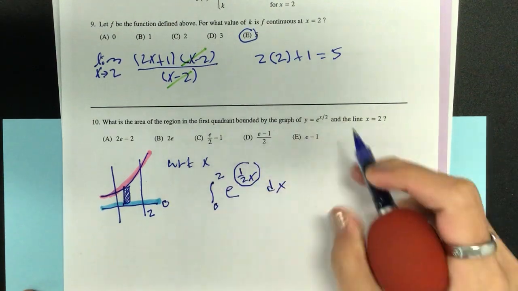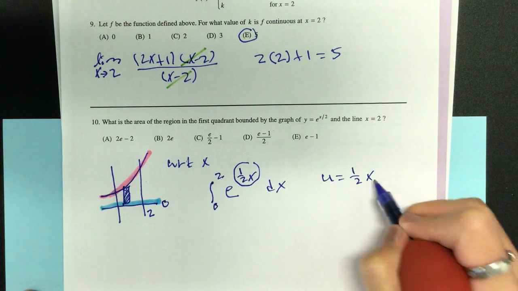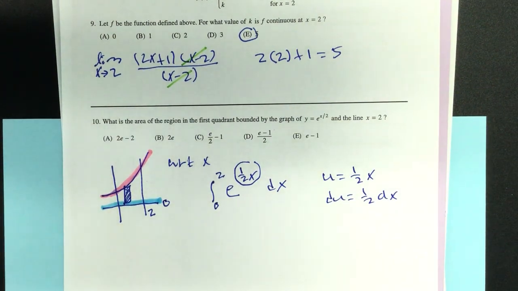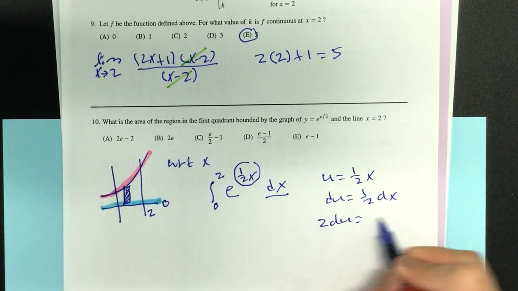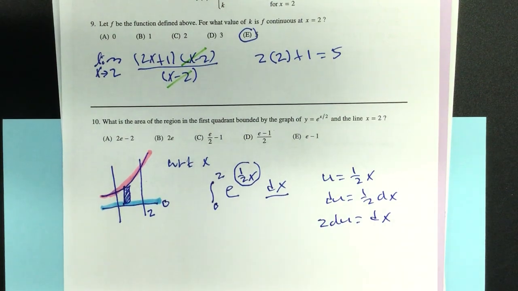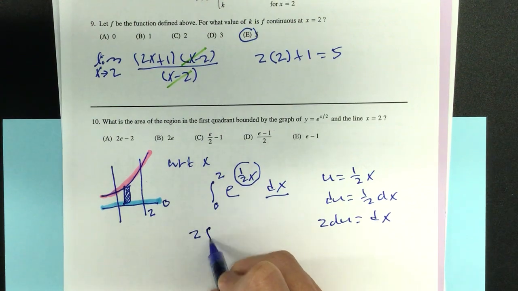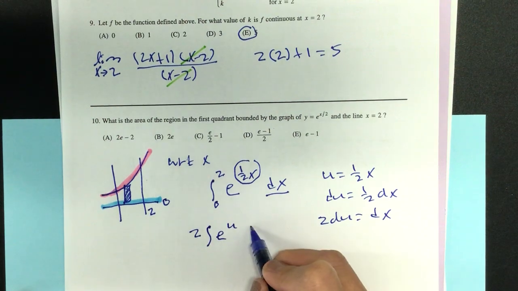So here goes my u. Let's all write off to the side. u is equal to 1/2 x. du is 1/2 dx. Am I looking for 1/2 dx or just dx? Just dx. So multiply by 2 on both sides. Are we writing, girls in the back? Okay. Now let's do our substitution. Pull the 2 out.